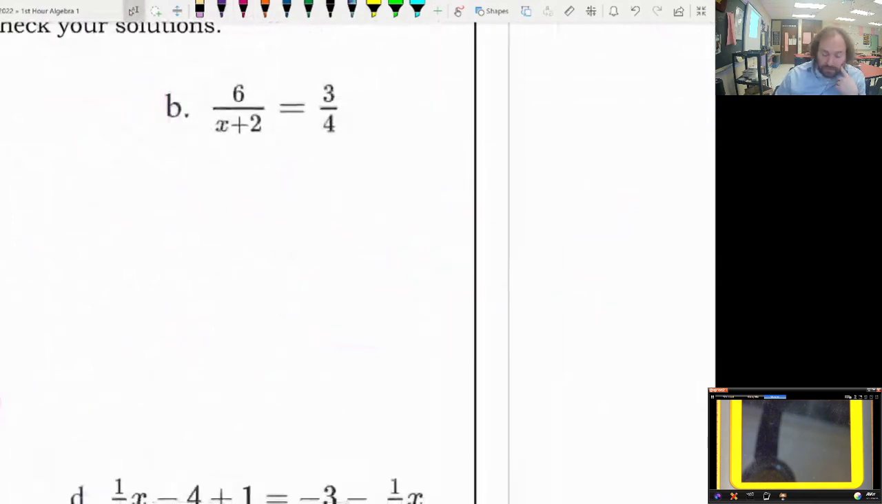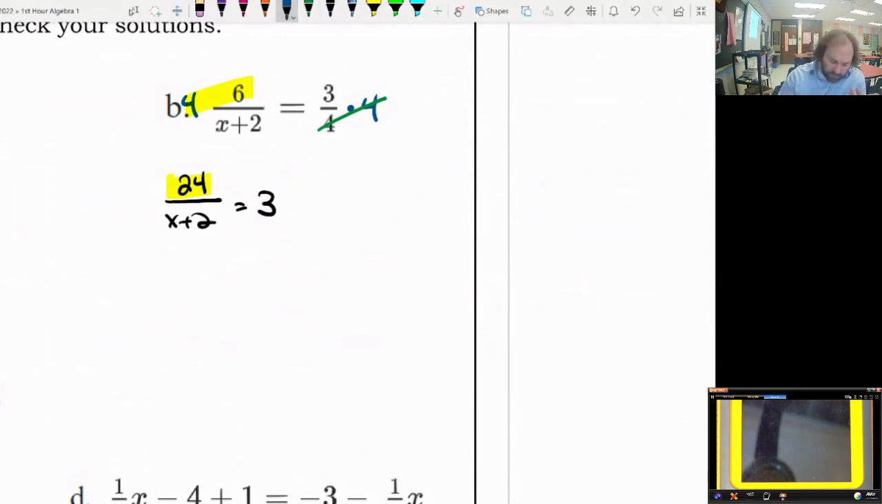Probably the most straightforward way is a process called cross multiplication. And cross multiplication works like this. I'm going to start by multiplying both sides by 4. And what that will do is cancel out the fraction on the right. 4 over 4 is gone. And we'll have 24 on top from 6 times 4, and x plus 2 will stay down below. Now it equals 3.